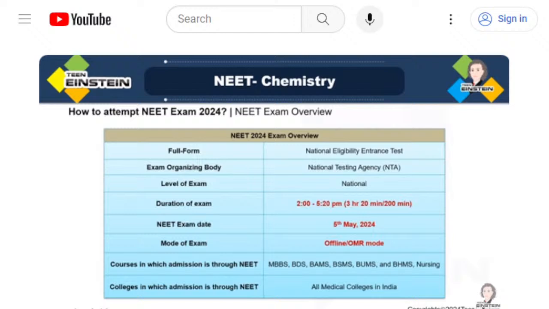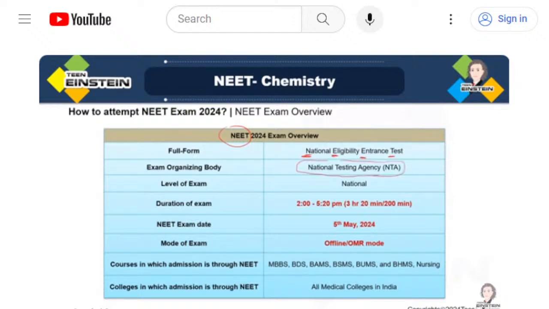So first we'll try to understand the NEET exam overview before going to the discussion of tips and tricks. NEET 2024 exam overview is not very different from other years, but we will still have a quick discussion related to it. The full form of NEET is National Eligibility cum Entrance Test, and the exam organizing body is NTA, whose full form is National Testing Agency.